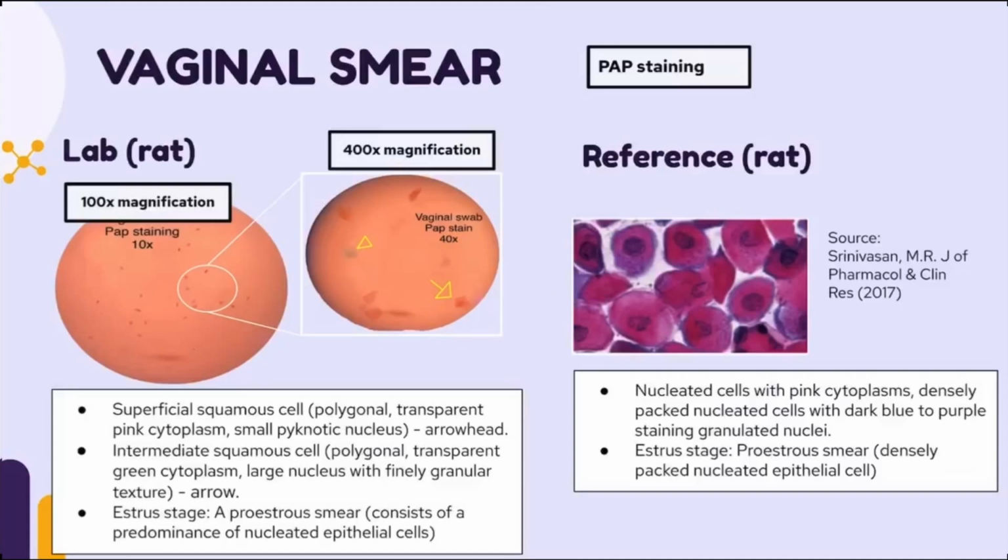For vaginal sampling using pap smear, we see a superficial squamous cell that's shown by the arrowhead. We can also see an intermediate squamous cell that's shown by an arrow. The estrous stage in this sampling shows a pro-estrous smear that consists of predominance of nucleated epithelial cells. As for cell in reference, we can see nucleated cells with pink cytoplasm, densely packed nucleated cells with dark blue to purple staining granulated nuclei. While for the estrous stage, it is pro-estrous smear densely packed nucleated epithelial cell.